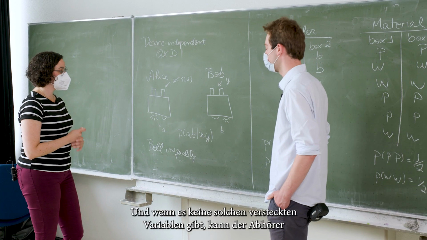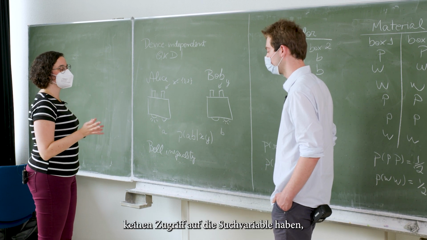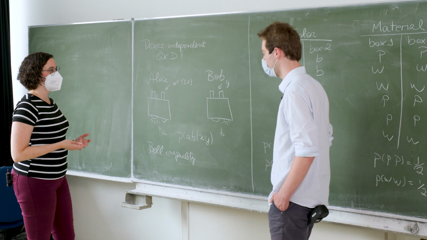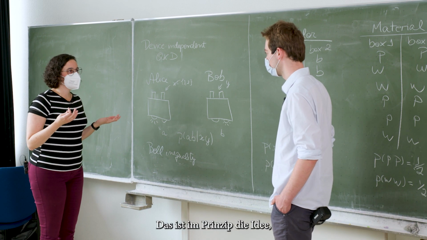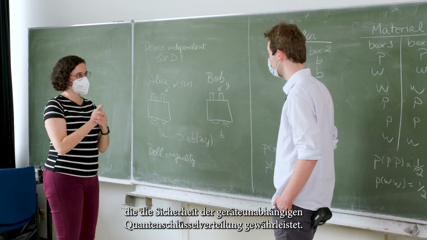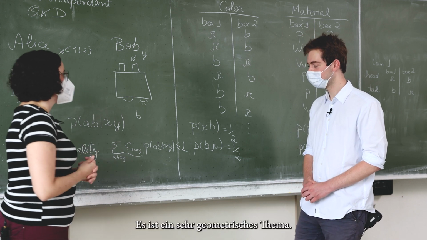Exactly. Okay. And if there are no such hidden variables, Eve, the eavesdropper, the malicious party, cannot have access to such a variable either because it doesn't exist. Yeah. So that is the intuitive idea to ensure the security of device-independent quantum key distribution. So it's actually a very geometrical topic. It's a very geometrical topic indeed.